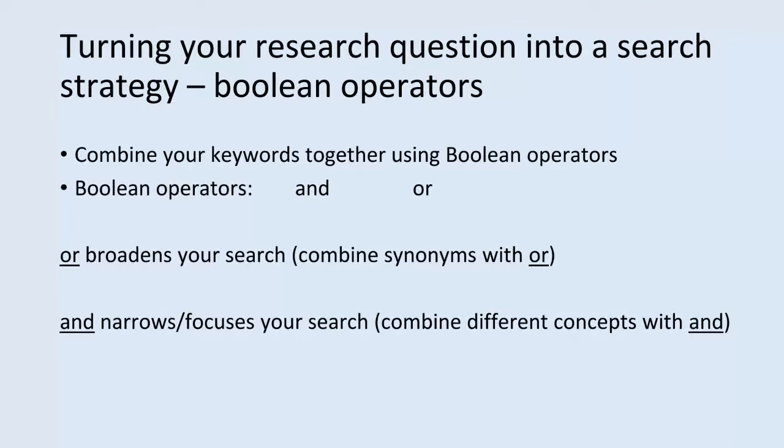So we use or to broaden our search. We combine our synonyms within each concept using or. So for your first concept, our mobile apps one, we might say mobile apps or mobile applications or online tools or digital tools or web pages. We're combining with or because we don't mind which of those terms are used in the article. We just want to find all of the articles that use any of those terms. So we always use or to combine our synonyms within each concept.